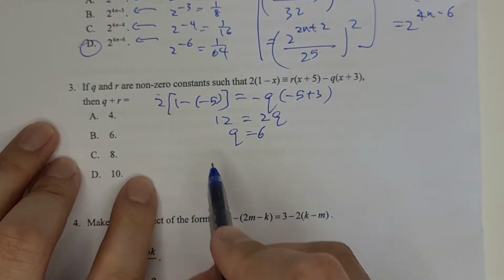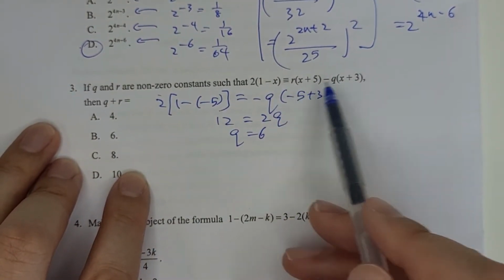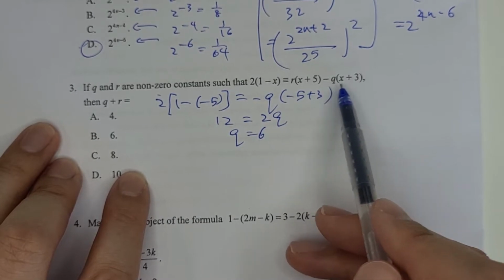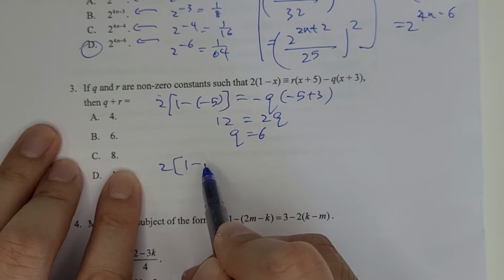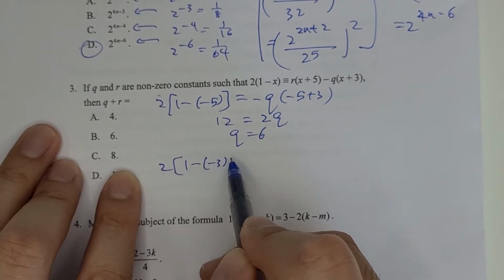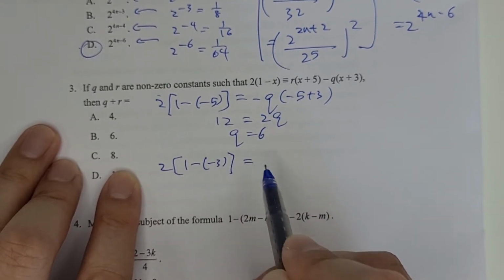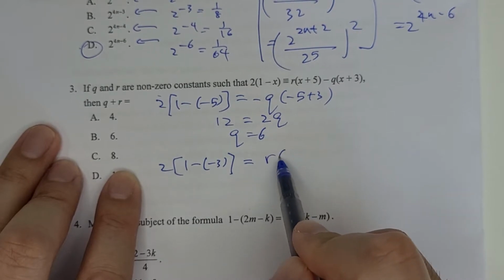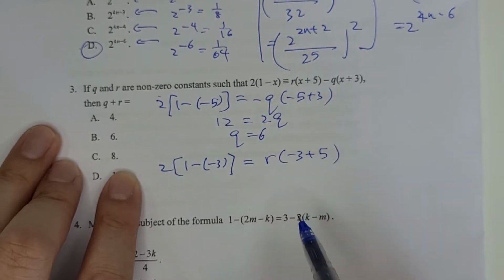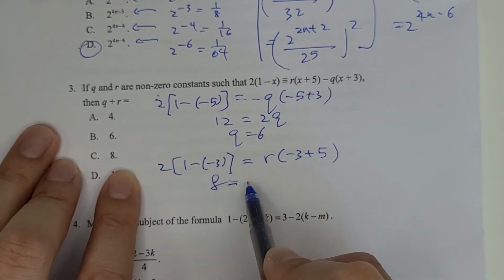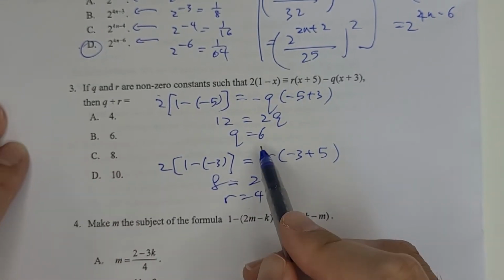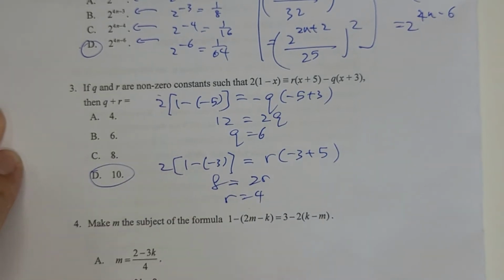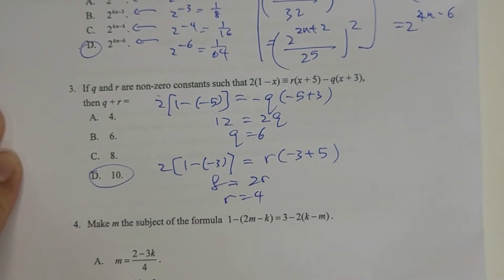Okay. And next, how do we find r? You can substitute x equals negative 3 in this identity. So you can reuse the identity many times. Substitute x equals negative 3 here and it equals r times negative 3 plus 5. So 8 equals 2r and r equals 4. Therefore, q plus r, that is 10. And the answer is D.